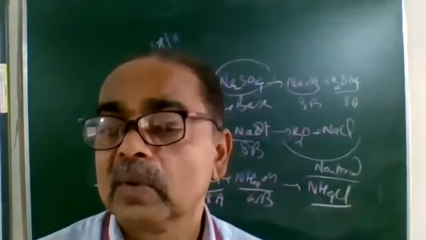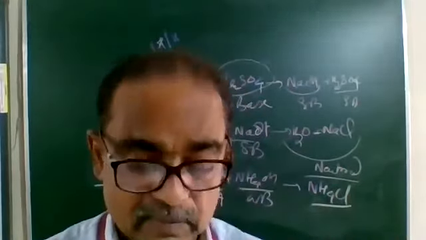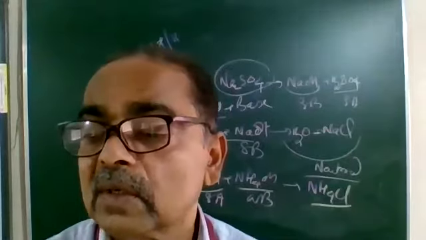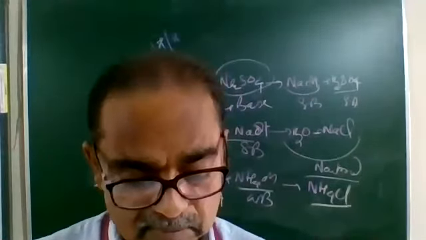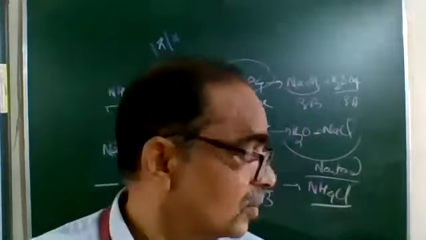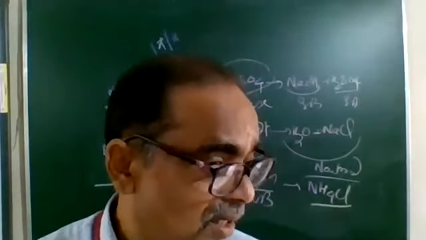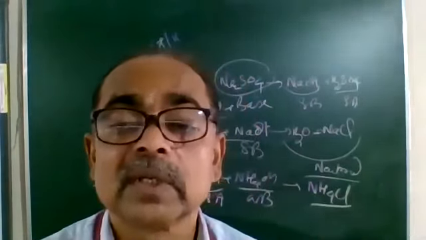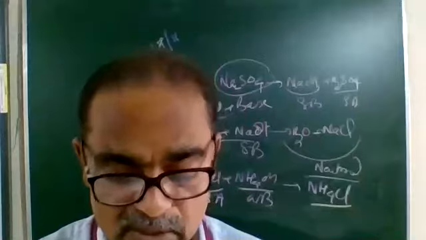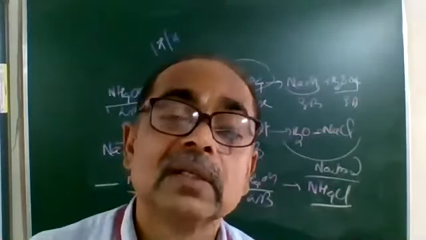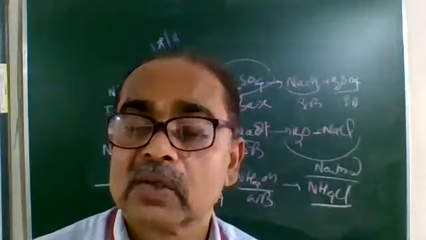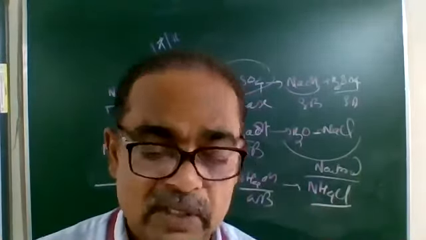Next we need to do the salts. Salts. Salt is a product obtained by the neutralization reaction between acid and base. Salt is a product obtained by the reaction between acid and base. So we'll do the salts and their classification. Already we have done it: strong acid and strong base, neutral salt, acidic salt, and basic salt.